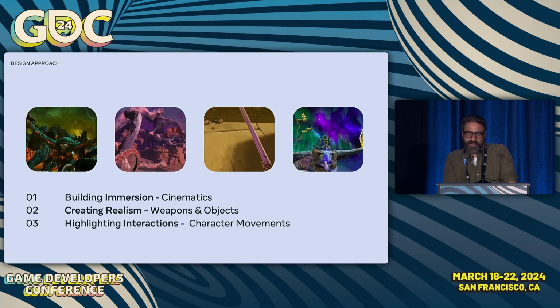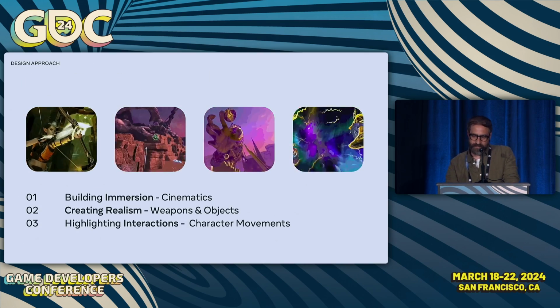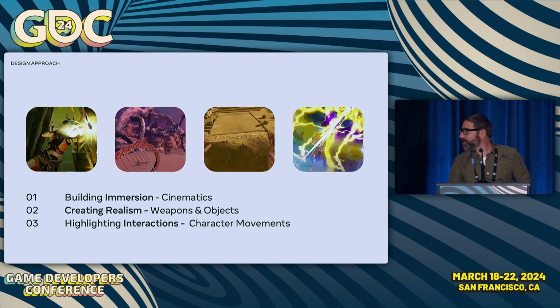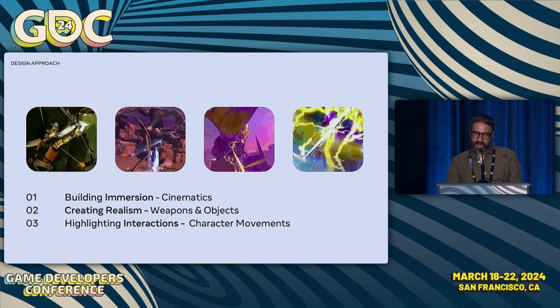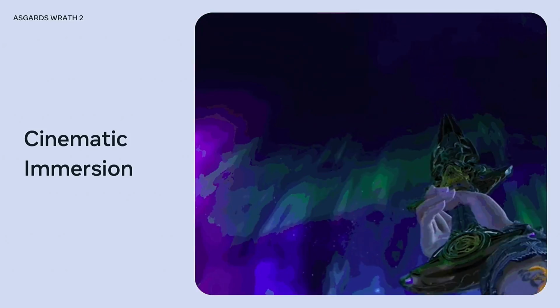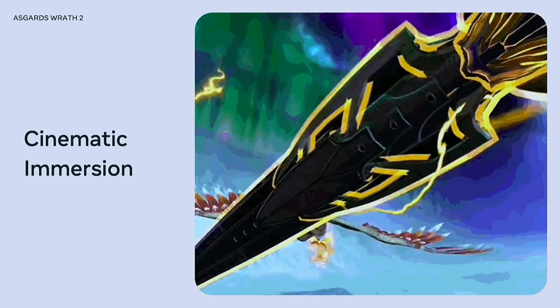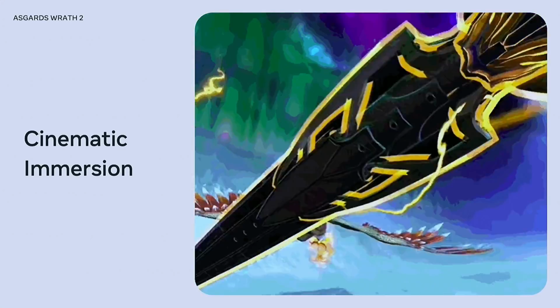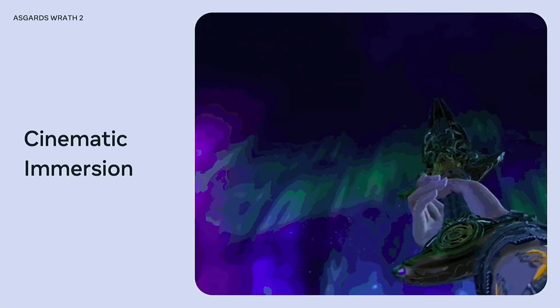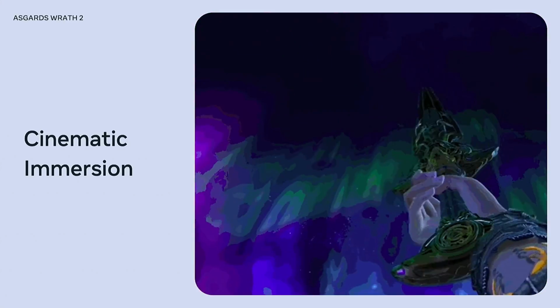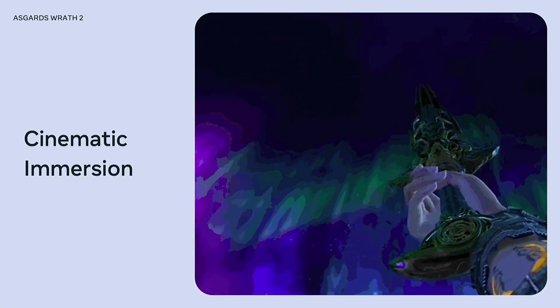So from a design perspective, we have three approaches. We're building immersion in cinematics, creating realism with weapons and objects, and highlighting interactions with character movement. Our first aim is to build immersion, and we can achieve this by bringing the player closer to the action. For example, the first battle in the opening scene with Heru crashing through the ice introduces the player immediately to HD haptics at the same time as introducing the player to the game mechanics.